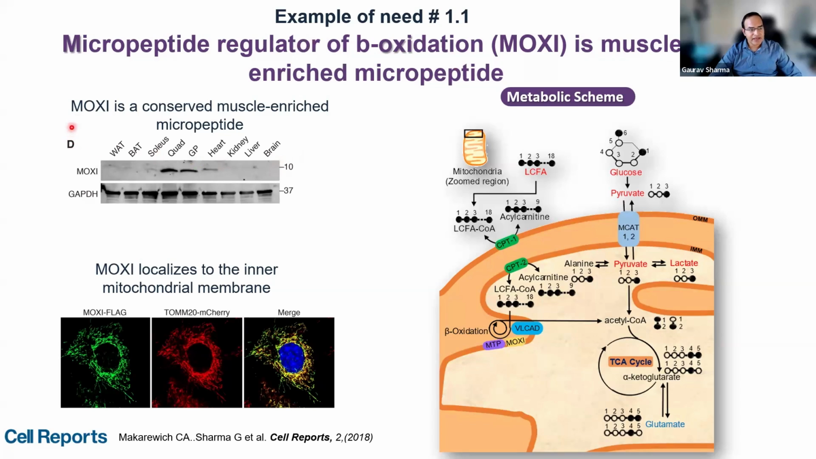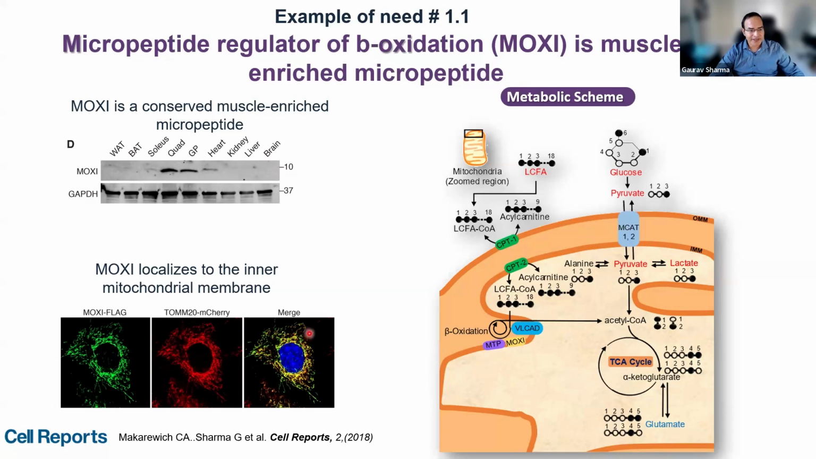They see that MOXIE is a conserved, muscle-enriched micropeptide, meaning if you look at the muscle, for example the heart muscle, quad, and GP, you would see that it is more expressed in those tissues compared to any other tissue, for example kidney, liver, brain, and so on. GAPDH is a control. They also found that MOXIE is localized in the inner mitochondrial membrane. If you see the MOXIE flag versus the mCherry, which shows where it is exactly located, it is located in the inner mitochondrial membrane.